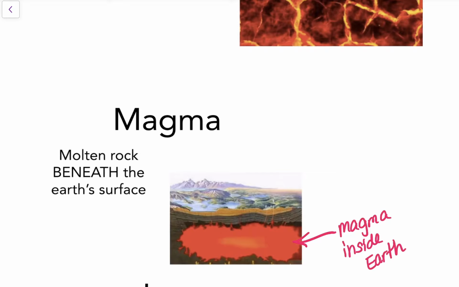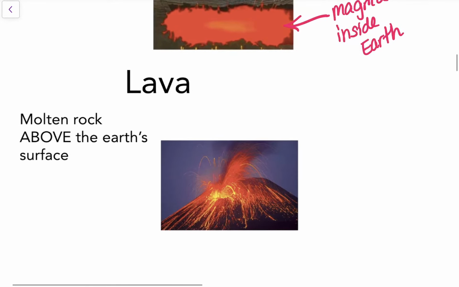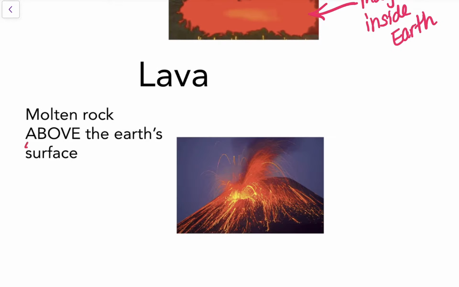That magma will sometimes come out to the Earth's surface through a volcano or maybe through a crack in the Earth's surface at a divergent plate boundary. Once that magma comes up to the Earth's surface, we call it lava. So lava is molten rock above the Earth's surface. If you see in this picture here, we have a volcano, and that magma is erupting out of the volcano. Once it comes out of the volcano and it's on top of the Earth, we consider it to be lava.